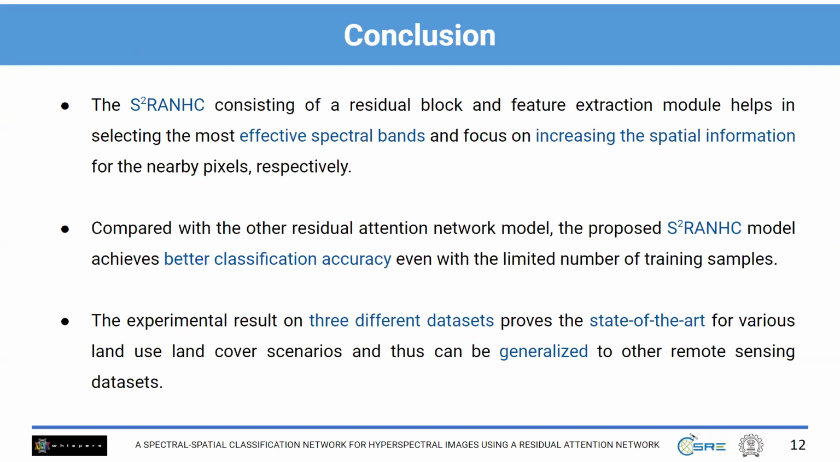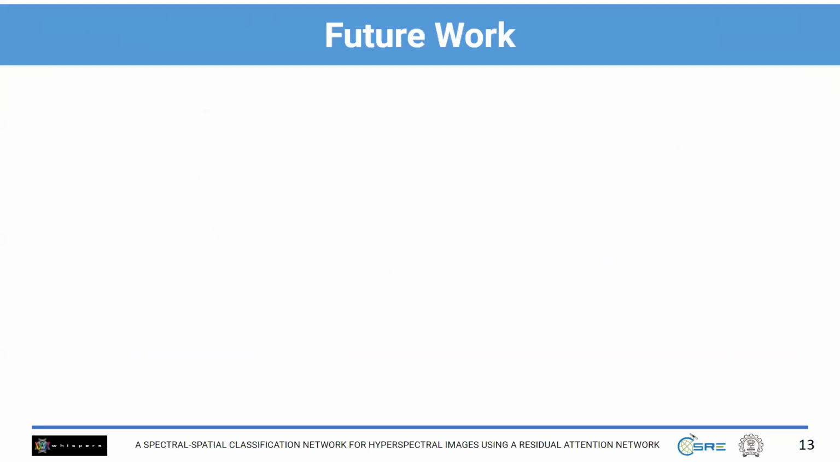To conclude our research work, the proposed model, which is S-square RANHC, consists of a residual block and a feature extraction module, and helps in selecting the most effective spectral bands and focusing on increasing the spatial information for their nearby pixels. Compared with other residual attention models, the proposed model achieves better classification accuracy even with a limited number of training samples. The experiment results on three different data sets prove the state of the art for various land use, land cover scenarios, and thus can be generalized to other remote sensing datasets.